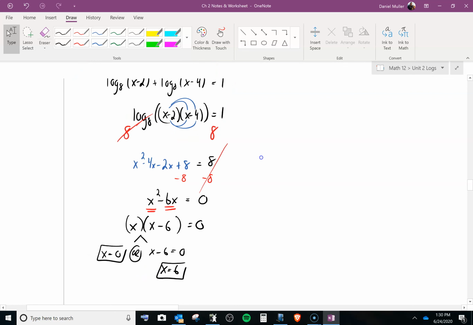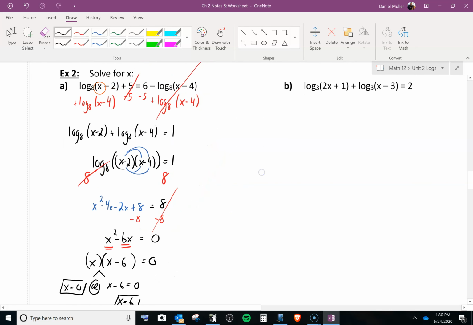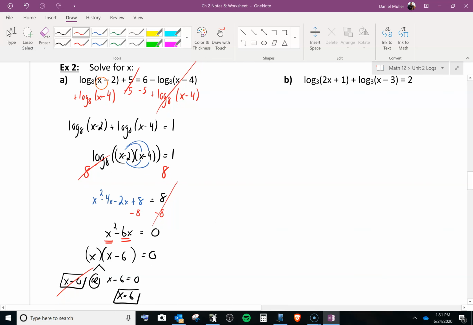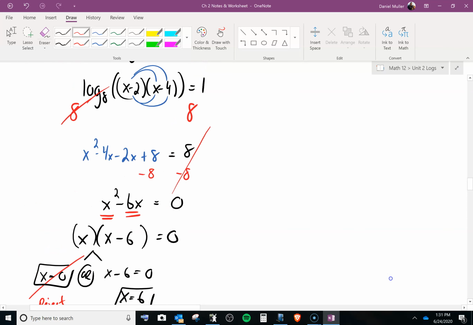So now I can check to see if these fail anywhere. If I put 0 into here, 0 minus 2 is negative 2. Failed. I can't have a negative number. So that one's rejected. How about 6? 6 minus 2 is 4. 4 is okay, it's positive. 6 minus 4 is 2. 2 is okay, it's positive. So I only have to reject this one, and just 6. So I'll zoom out here.